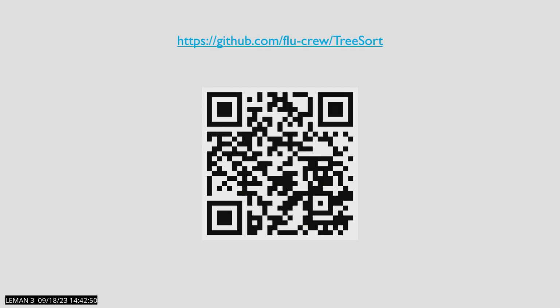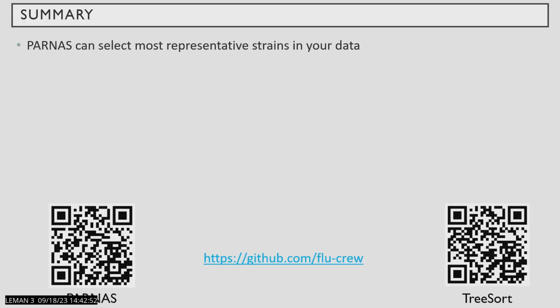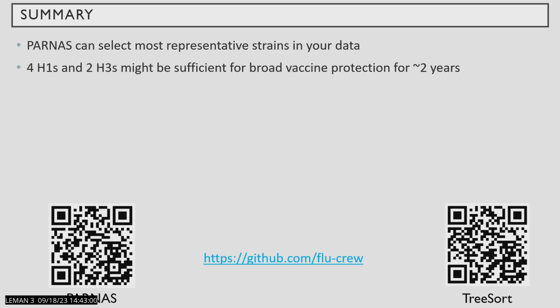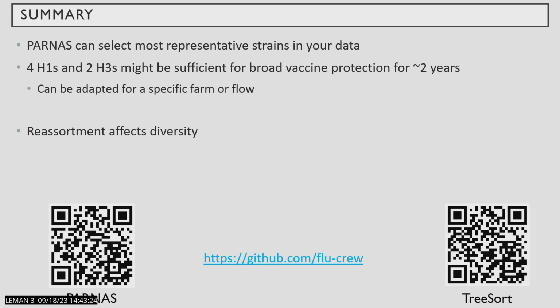This is the availability of the tool. And just to wrap up and come back to the PARNAS tool, we developed it for you to select the most representative strains from your data. And then we showed that perhaps 4 H1s and 2 H3s can be sufficient to achieve high vaccine breadth, broad vaccine protection for about 2 years. And this study can be, of course, adapted to a specific farm or specific workflow, and to the data from that farm flow.